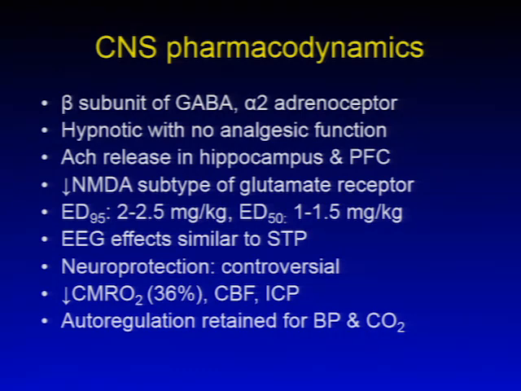Neuroprotection, however, is not like sodium thiopental. It's fairly controversial as a neuroprotective agent. You do get a decrease in the CMRO2 of about 36%, as well as the cerebral blood flow and the ICP. Autoregulation is retained for both blood pressure and carbon dioxide.